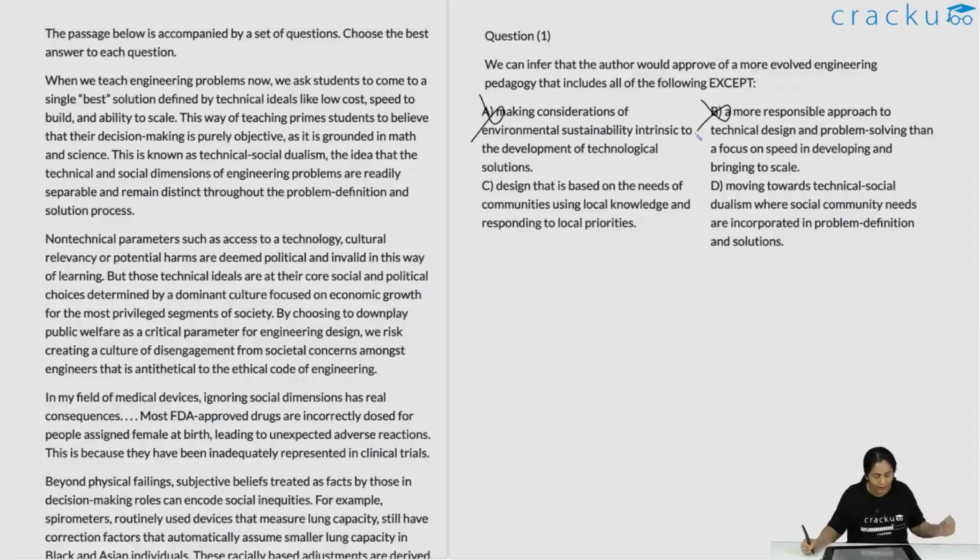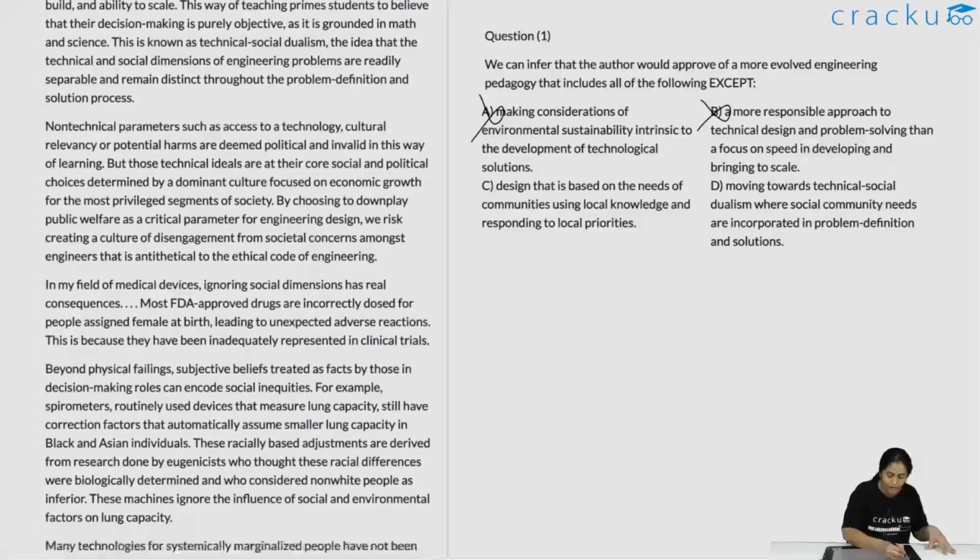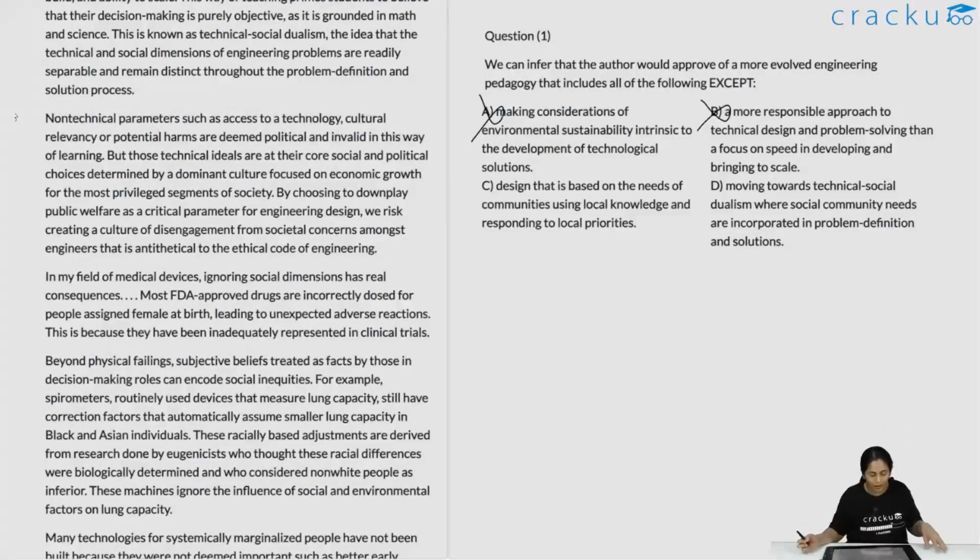access to non-technical parameters like access to technology, cultural relevancy, potential harms are considered politically invalid. You don't consider what is needed by the local community as such. All of that is mentioned in the passage. So basically the author says that you have to respond to the cultural requirements, the cultural relevance of what you're building, the local requirements as such. So this is something that she would actually accept and approve of in the evolved engineering pedagogy. So we can eliminate this.